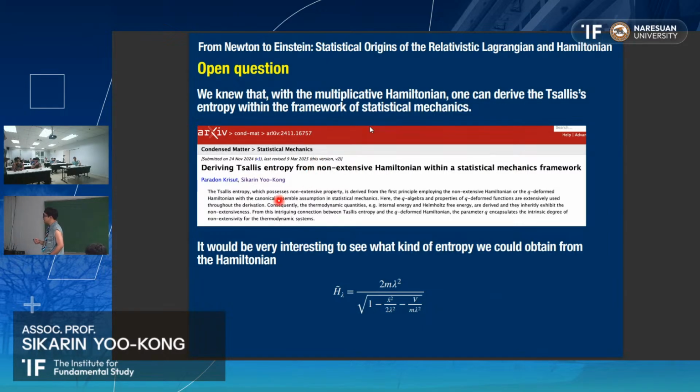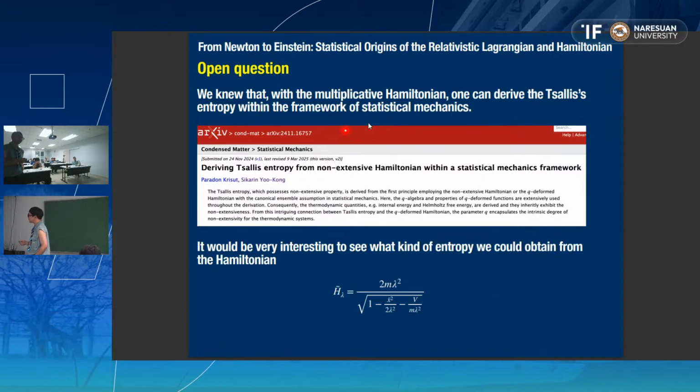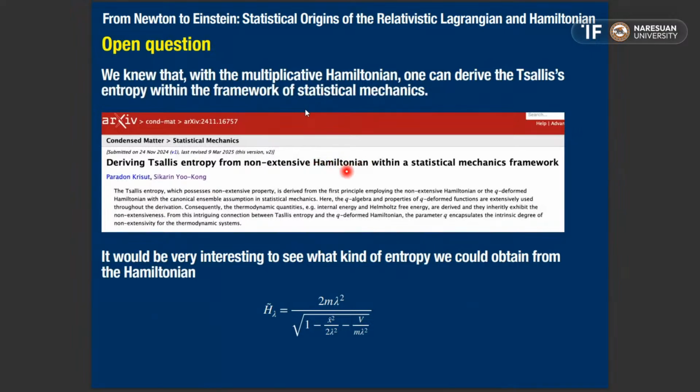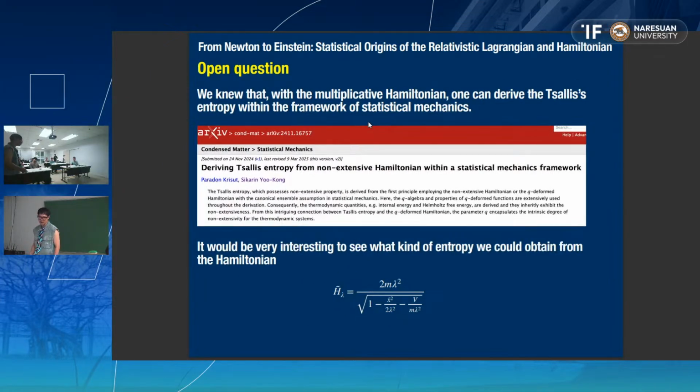Okay, and so there is a work that I did with a student from Newtonian University. We started with a multiplicative Hamiltonian, and we can derive the Tsallis entropy within the framework of statistical mechanics, right? You start from the ensemble defined on phase space, and then finally you get the Tsallis entropy. Now we get a new Hamiltonian here. So it would be natural to ask what kind of entropy is related to this new Hamiltonian. That is the question that I put here. Okay.